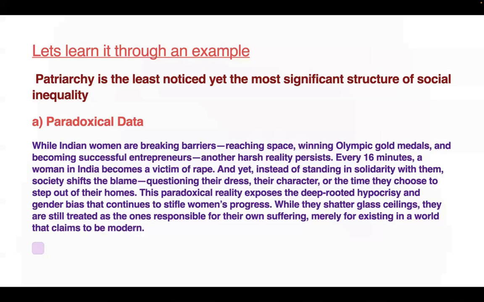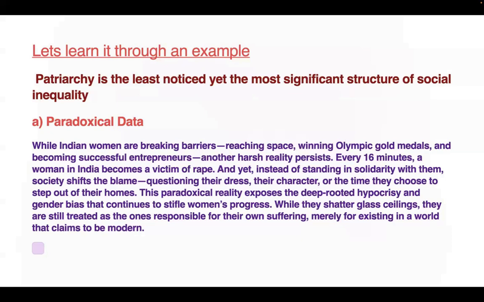I am writing an introduction using paradoxical data. So, while Indian women are breaking barriers, reaching space, winning Olympic gold medals, and becoming successful entrepreneurs, another harsh reality persists. Every 16 minutes, a woman in India becomes a victim of rape. And yet, instead of standing in solidarity with them, society shifts the blame, questioning their addresses, their character, or the time they choose to step out of their homes. This paradoxical reality exposes the deep rooted hypocrisy and gender bias that continues to stifle women's progress. While they shatter glass ceilings, they are still treated as the ones responsible for their own suffering, merely for existing in a world that claims to be modern.